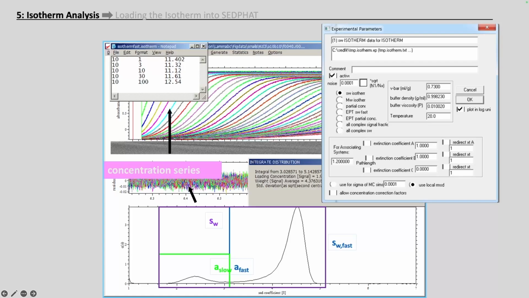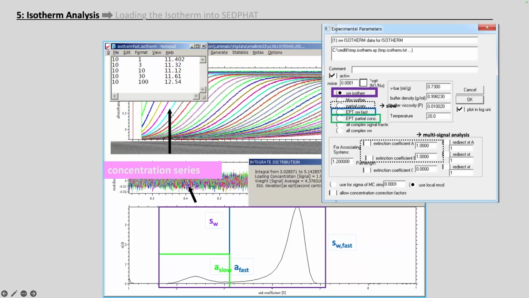We have to specify whether it is the SW isotherm, the reaction boundary isotherm, which is called EPT SW fast, or the signal amplitudes of the undisturbed and reaction boundaries, which is EPT partial concentration. And this was assuming that you have a fast system. If it is slow, then you can load the isotherms of species amplitudes called partial concentrations, and that will be modeled directly with mass action law.